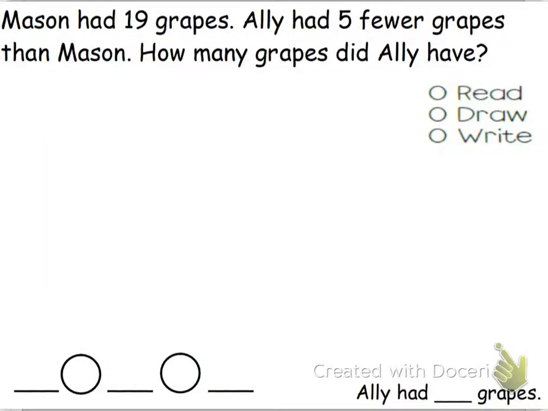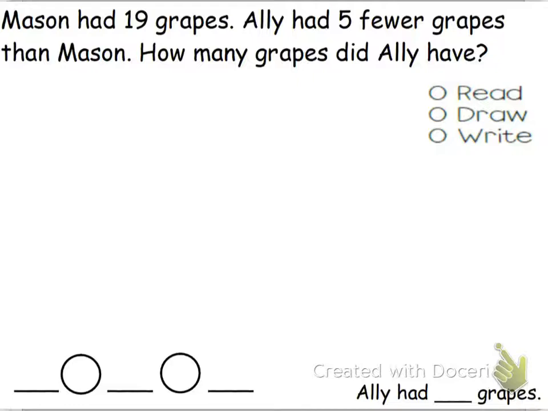So now looking at this, it says Mason had 19 grapes. Allie had 5 fewer grapes than Mason. How many grapes did Allie have? So what's different about this word problem? The last two we just did said more in it. This one says fewer. Well, that's one thing we got to think about.